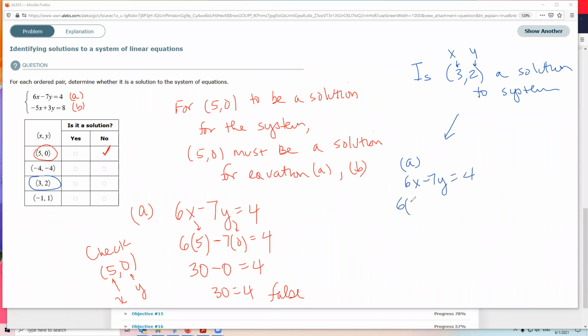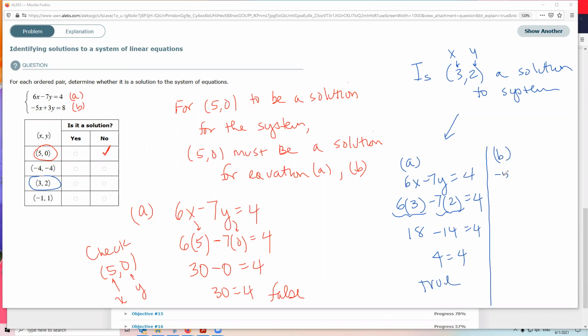All right, the X value is 3. The Y value is 2. Let me see if there's a true equation. 6 times 3 is 18. 7 times 2 is 14. 18 subtract 14 is 4. So this is a true equation. That's good, but it's not good enough. We've got to also check equation B as well.